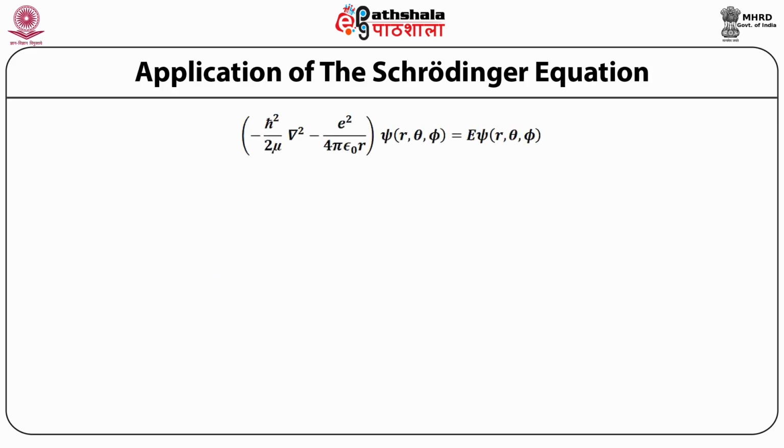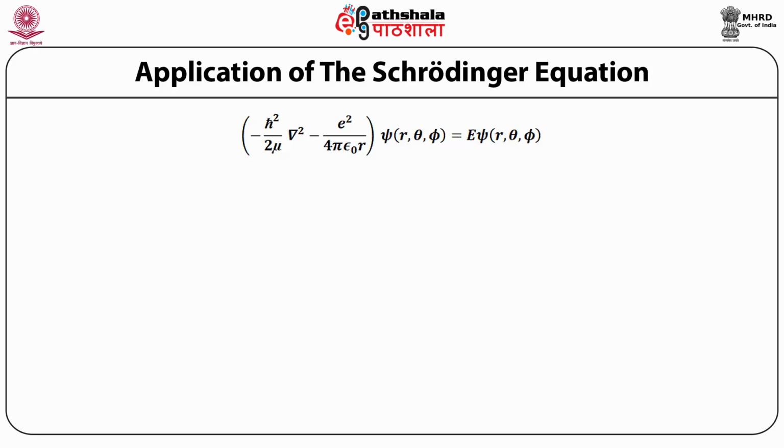So now the corresponding Schrödinger equation for the above system, we can write it like this: minus ħ² by 2μ ∇² minus Ze² by 4πε₀r, the whole multiplied by ψ(r, θ, φ) is equal to E multiplied by ψ(r, θ, φ).